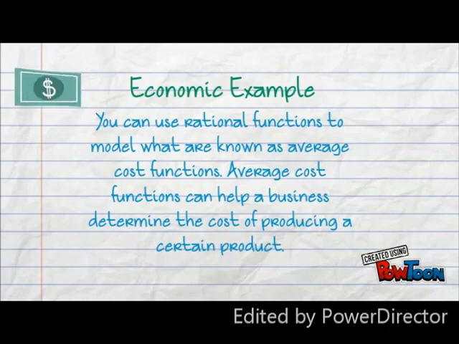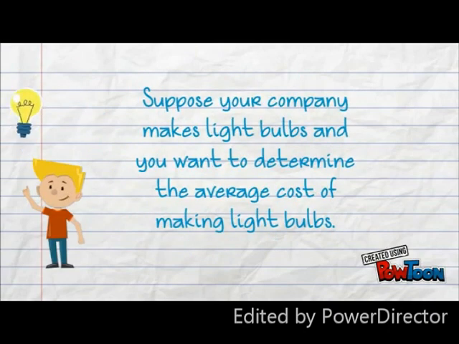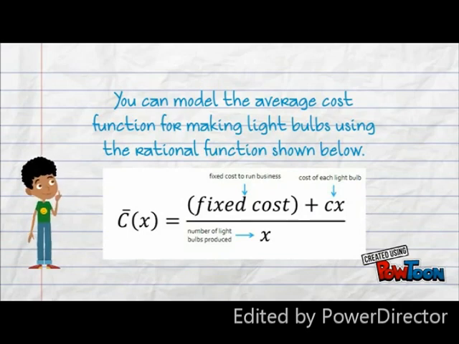Suppose your company makes light bulbs and you want to determine the average cost of making light bulbs. You can model the average cost function for making light bulbs using the rational function shown below. C of x is equal to fixed cost plus C multiplied by x, divided by x, where fixed cost is the fixed cost to run the business, C multiplied by x is the cost of each light bulb, and x is the number of light bulbs produced. Using this rational function, you can model how much it will cost to make light bulbs, which can be important information for a businessman.